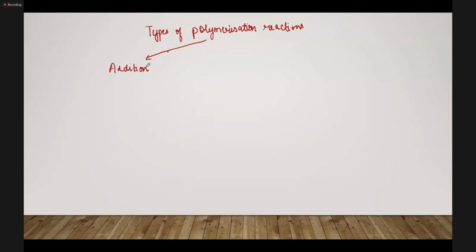First is addition, or it is also known as chain growth polymerization. चेन ग्रोथ इसलिए बोलते हैं क्योंकि एडिशन में चेन जो होती है, that is growing in size, because all the molecules, जो भी मोनोमर्स होते हैं, they are simply adding. इस वजह से, because of the chain growth, उसको चेन ग्रोथ पॉलीमराइजेशन भी बोलते हैं. Then we have condensation.